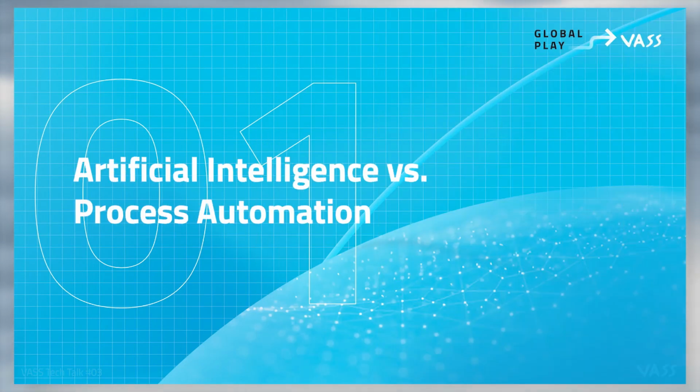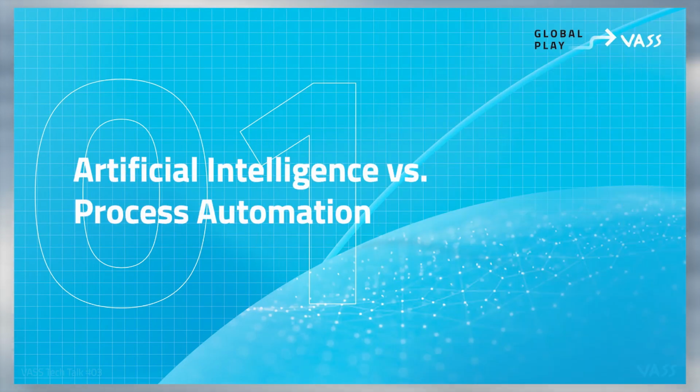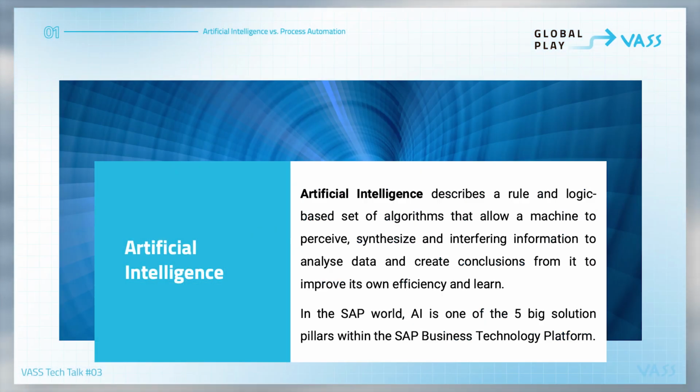Starting with terminology. What is artificial intelligence? In general, artificial intelligence is a rule and logic-based algorithm set that would allow a machine to perceive, synthesize and infer information, to analyze the data, create conclusions and learn from it. So the machine is learning based on the data you're feeding in there. It's recognizing patterns and so on. In the SAP world, artificial intelligence is one of 5 major pillars of the solution. We have talked about that in the first episode of these Tech Talks.